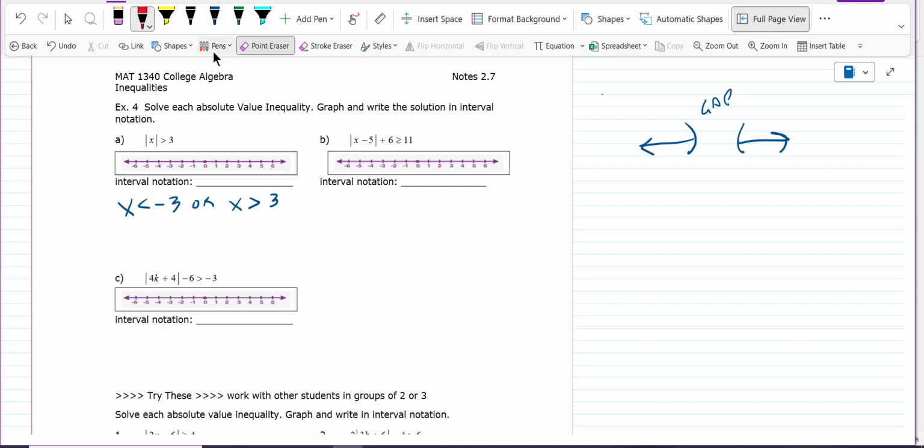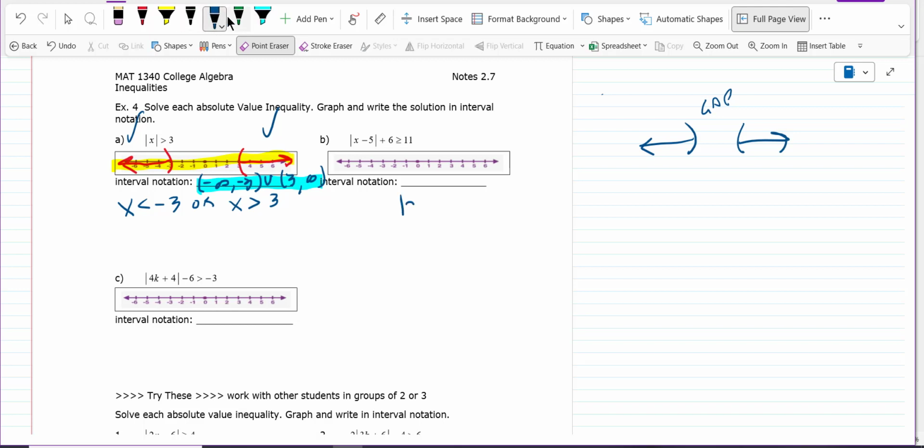So for this one, your graphical solution would be a parenthesis at 3, shading to the right because x is greater than 3, and then a parenthesis at negative 3, shading to the left, like that. So that's your graphical solution. Interval notation would be negative infinity to negative 3 for this solution, and then the union of 3 to infinity for that solution. So that's how you put that together. That's the real basic kind of example right there.